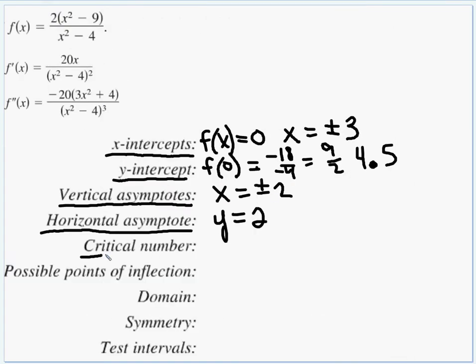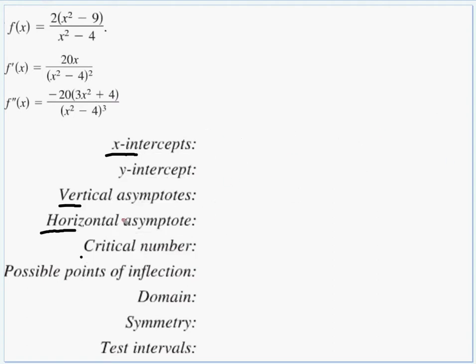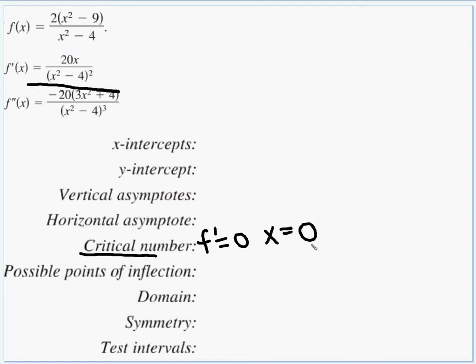Critical numbers. Now it's time to actually go to the derivative. Remember, we find critical numbers by setting f prime equal to 0, or where f prime fails to exist. Well, here's f prime. If I set the numerator equal to 0, I get x is 0. And if I set the denominator equal to 0, I get the same plus and minus 2. Ooh, well, hold on. Critical number is where the derivative is equal to 0. Oh yeah, well, and the plus and minus 2 also.